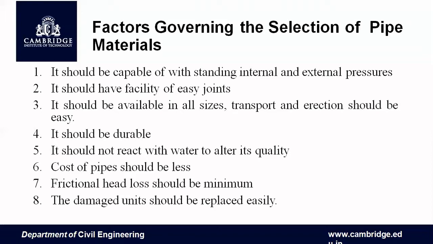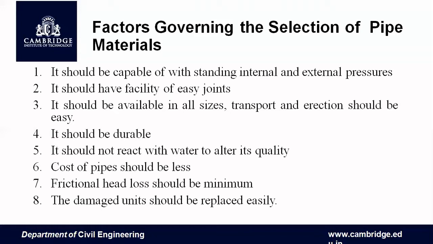In the beginning I told that along with the pipeline, we'll be providing different appurtenances. That might be an air relief valve, a scour valve, or a fire hydrant. Whenever we provide those, it should be easy. Also where there are joints, the facility to join the two pipelines should be easy. And we are transporting pipelines from the manufacturing site to the construction site, so the transportation should be easy, and it should be available in all sizes. The main supply lines always have a larger diameter compared to the service lines or branch lines.